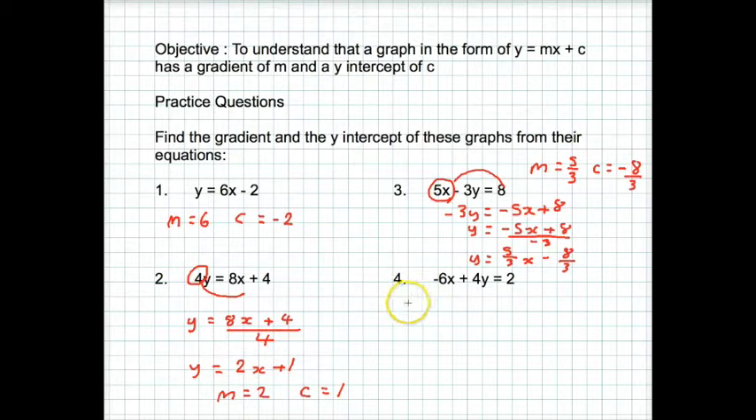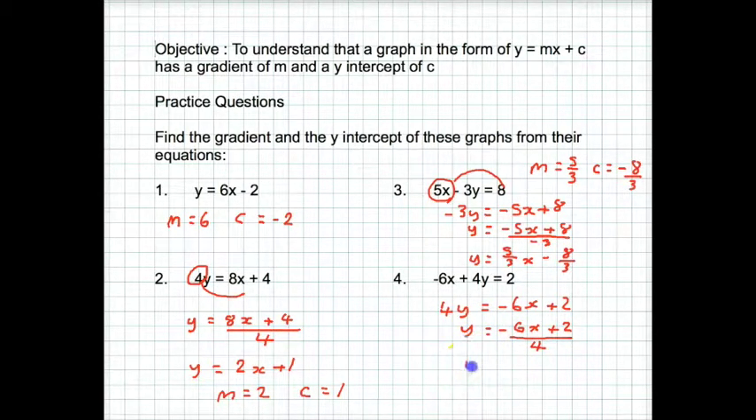Final one then, question 4. Again, it needs to be rearranged to get it into this format. So we're going to take the -6x over first, which leaves us with 4y equals -6x plus 2. I now am going to take the 4 over and divide by 4, so I get y equals -6x plus 2 divided by 4.